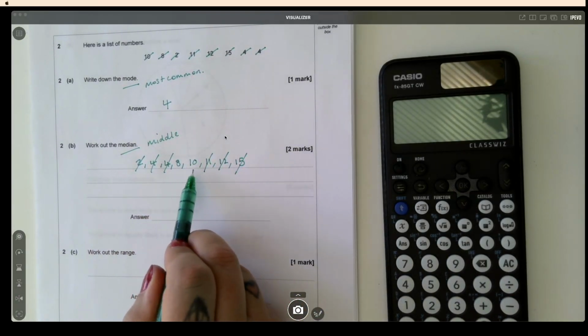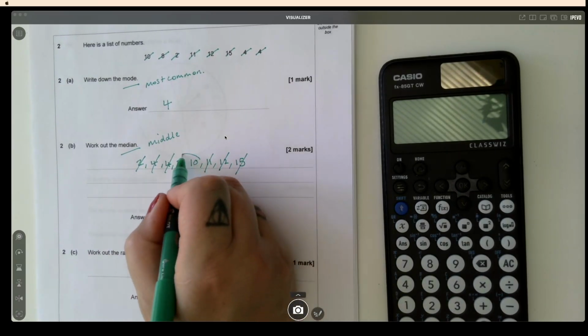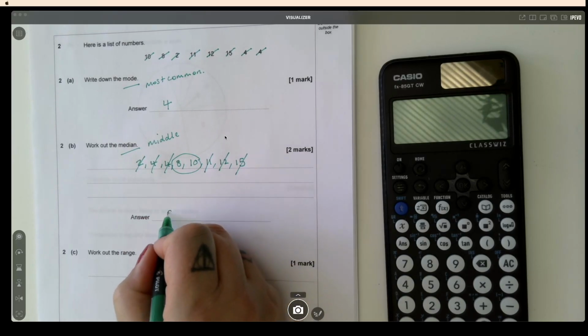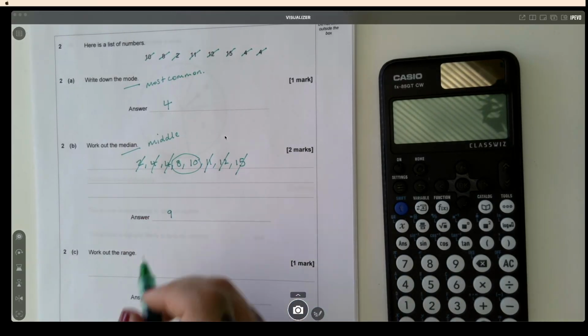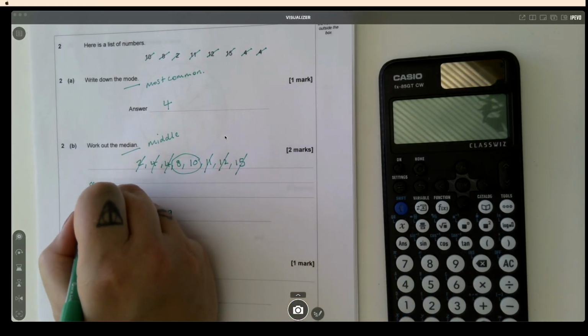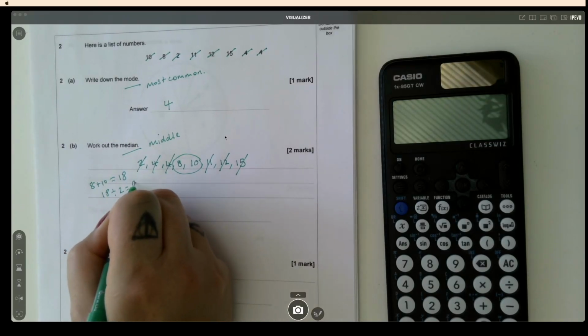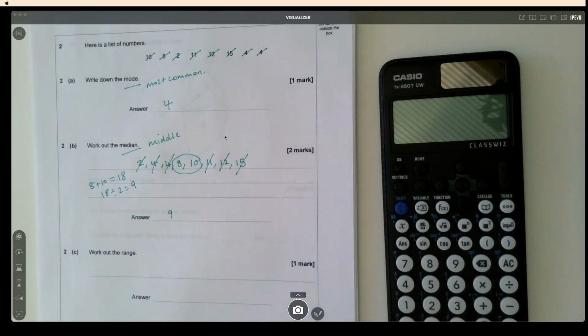So we're left with 2 numbers in the middle here. So I need to find halfway between 8 and 10. I know that halfway between 8 and 10 is 9. If you weren't sure, you could add them together and then divide the answer by 2. So 9 is the median.